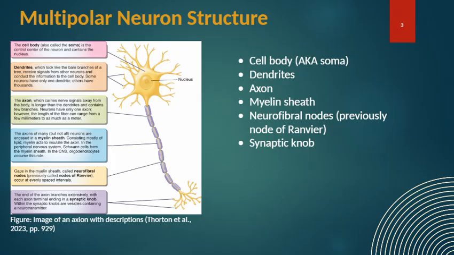Finally, at the very end of the axon, we see the synaptic knobs. These small, rounded endings store neurotransmitters, chemical messengers like acetylcholine or dopamine. When a nerve impulse reaches the synaptic knob, the neuron releases these chemicals to pass the signal to the next cell, whether that is another neuron, a muscle cell, or a gland. This is the point where communication between cells actually happens.